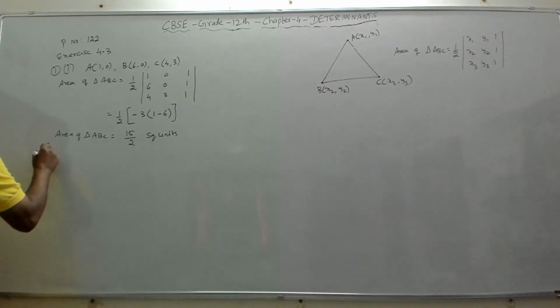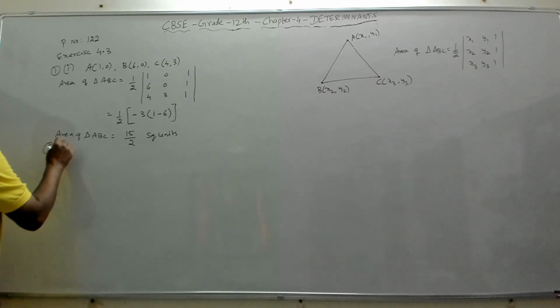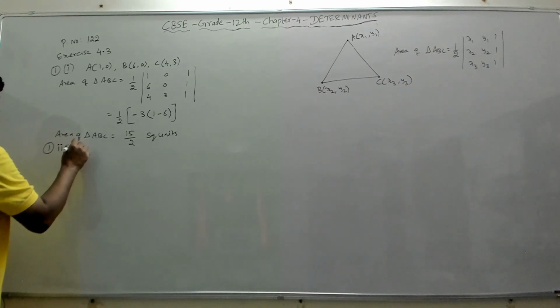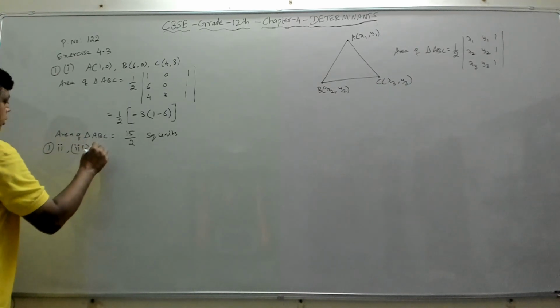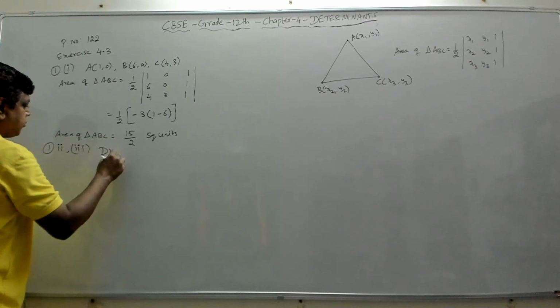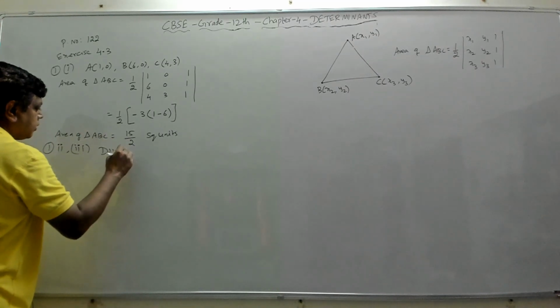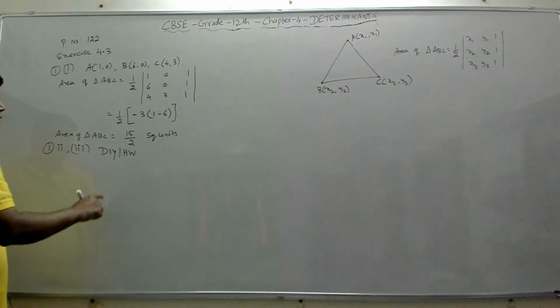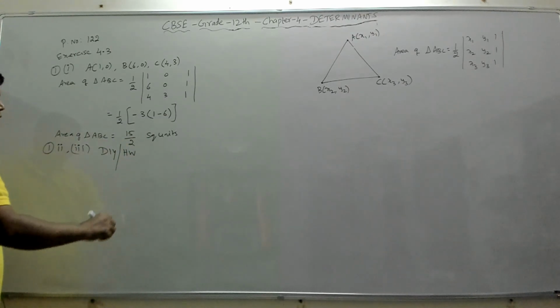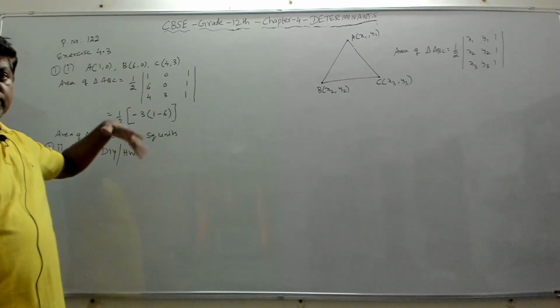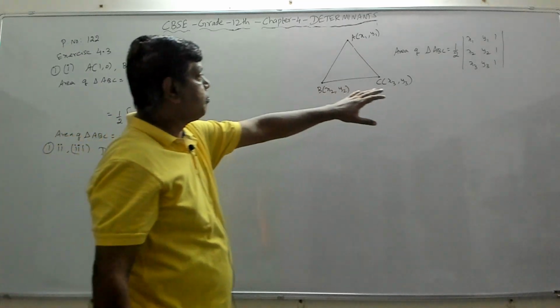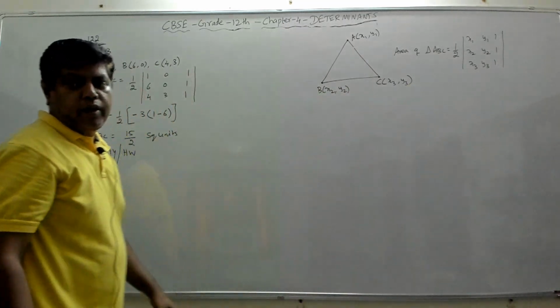Fine. So first problem, second subdivision and the third subdivision you can do yourself, or take it as homework. You can do the same thing. 3 vertices are given. You need to substitute in this formula and find the area of the triangle.